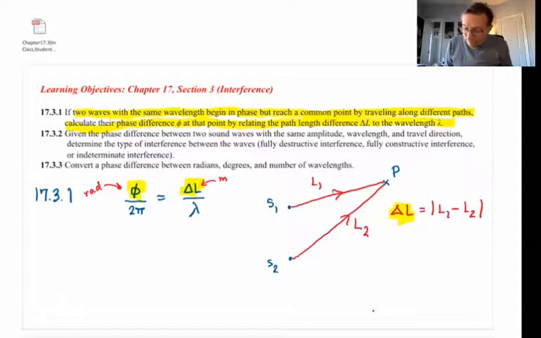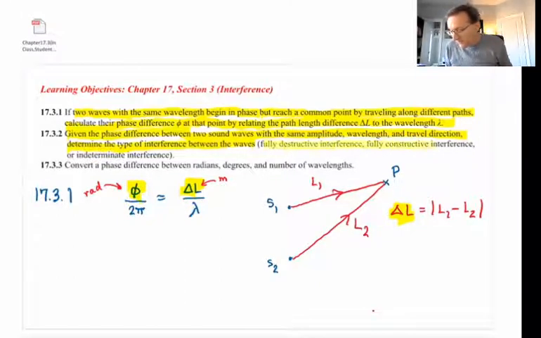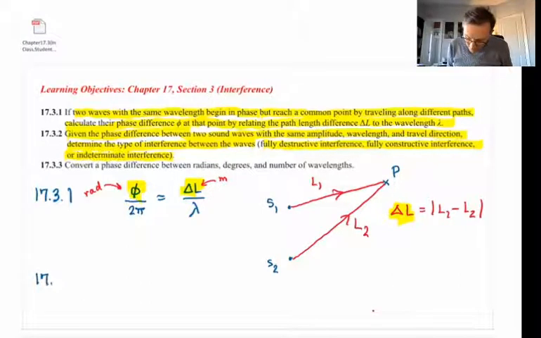17.3.2. Given the phase difference between two sound waves with the same amplitude, wavelength, and travel direction, determine the type of interference between the waves, meaning either fully destructive interference, fully constructive interference, or intermediate. Now, really, here's what I recommend you think about with regard to this learning objective. I think it's probably easiest just to think of the condition. There's one condition for fully constructive interference and one condition for fully destructive interference. And it's pretty easy to state the condition in terms of path length difference. Okay? Let me write them down.